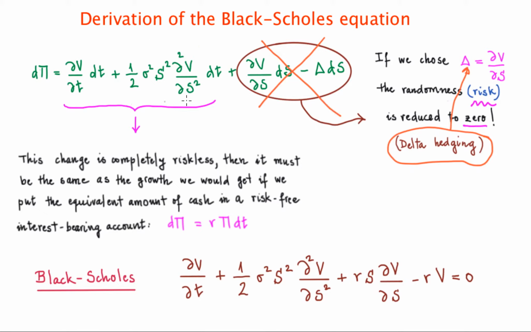Then, for that particular value of delta, the risk disappears, and we just have that the change of the portfolio can be written in this way. Therefore the change is completely riskless. Then it means that it must be the same as the growth we would get if we put the equivalent amount of cash in a risk-free interest-bearing account. Then the change on this portfolio can be written in the following way: the interest rate times the value of the portfolio times the time interval we are considering, dt.